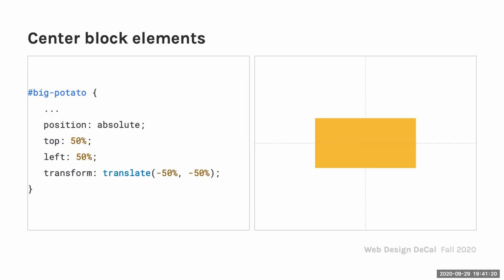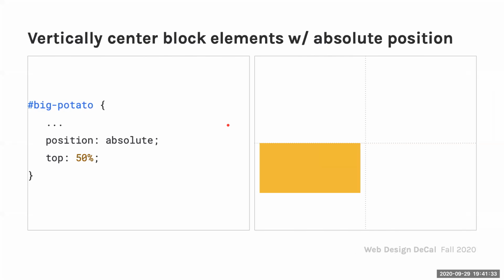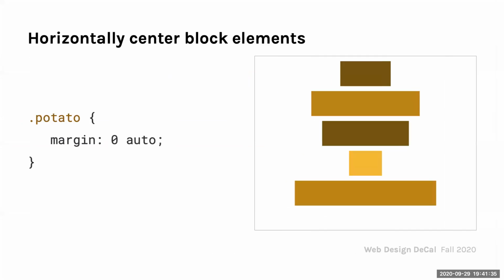Other questions? I have a question about the horizontally center block element slide. In the second part, where it was just one line that says margin 0 auto, what's the difference with adding that 0 there? Can't you just put auto?